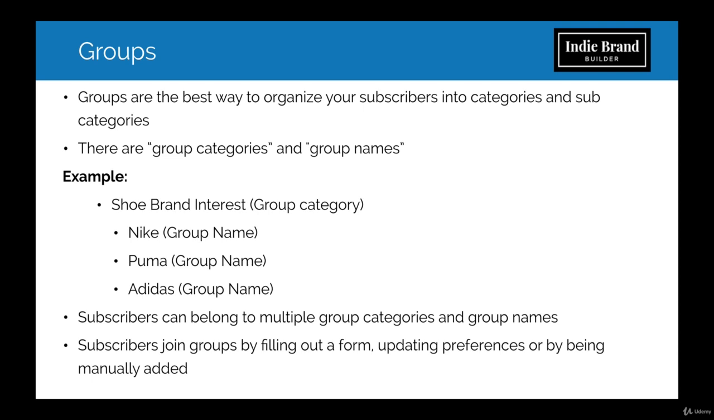However, people can only join groups by filling out a specific form, which you can filter to that group. They can do it by updating their preferences, or you can manually add them to a group. In other words, you can import an entire list of people and you could assign them in bulk to a group, or you could do it one by one, which would obviously be a long and tedious process. So that's why you want to set groups up in the beginning and make sure that you're filtering people into groups through the forms that you're creating. I'll get more into that once we're inside of MailChimp.